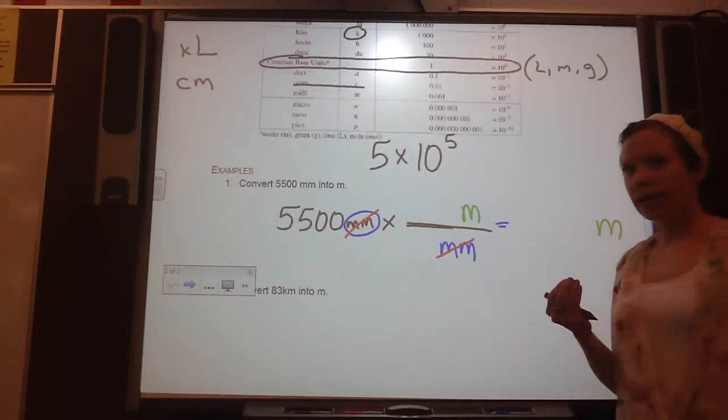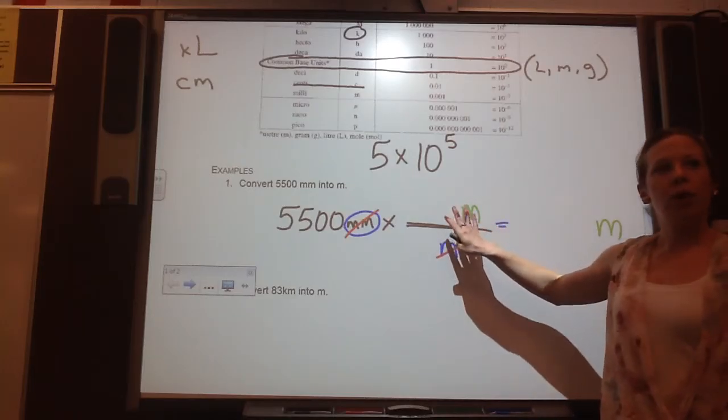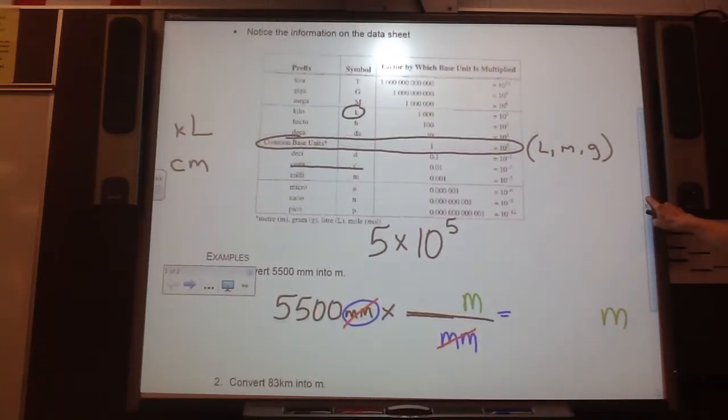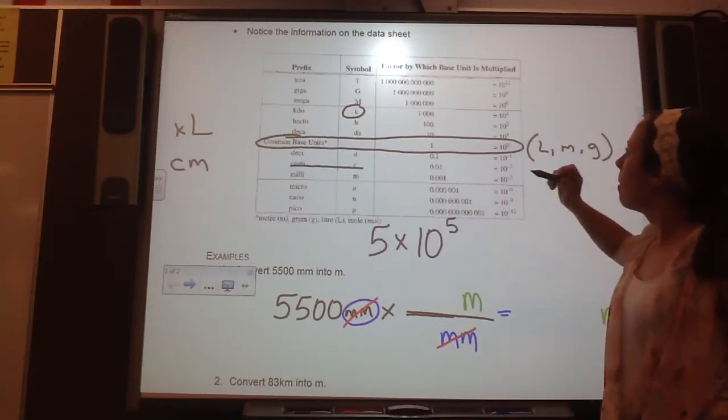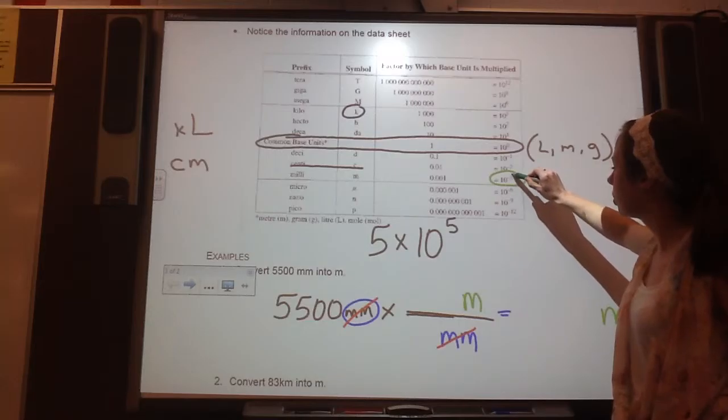So, but I'm not done. I'm not hardly even nearly done. So I wrote out my units of what I need to compare. But I need to have the numbers, okay? So I'm going to look here, and I'm going to compare. So my common base unit compared to millimeters.